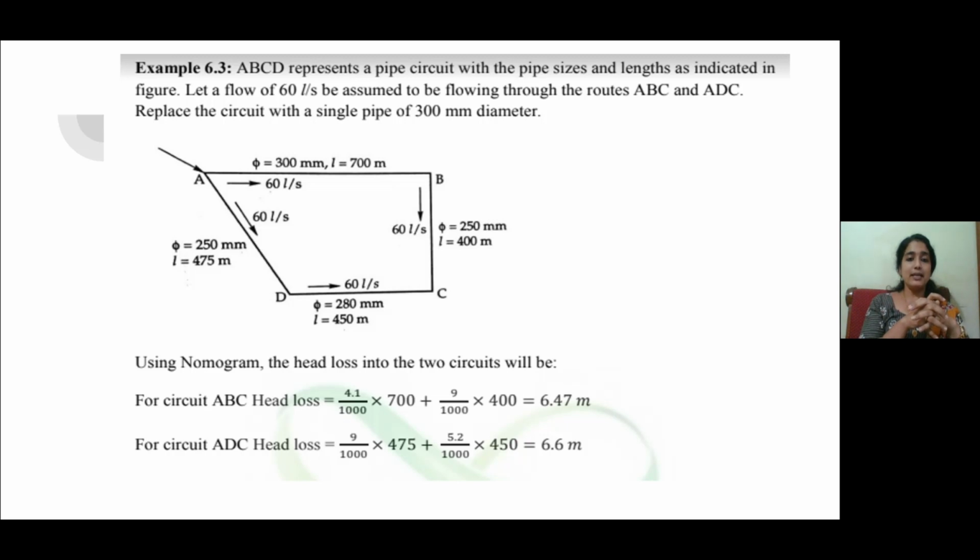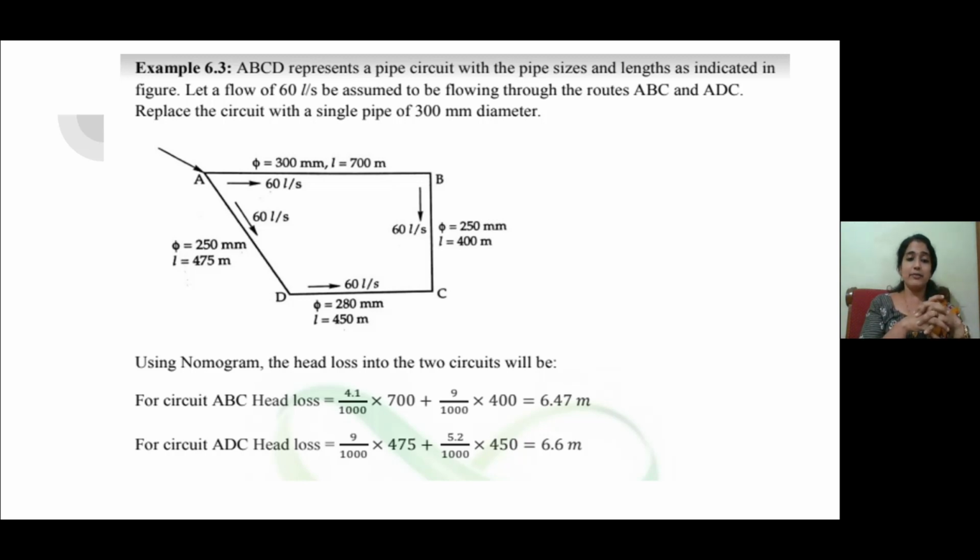Here you can see the pipe network, that is ABCD, and you have to replace this ABCD network with a single pipe, that is AC. So you have to reduce this ABC and ADC into a single equivalent pipe AC, and you have to find the length of AC, and you have to find the discharge of AC, and also the diameter of AC.